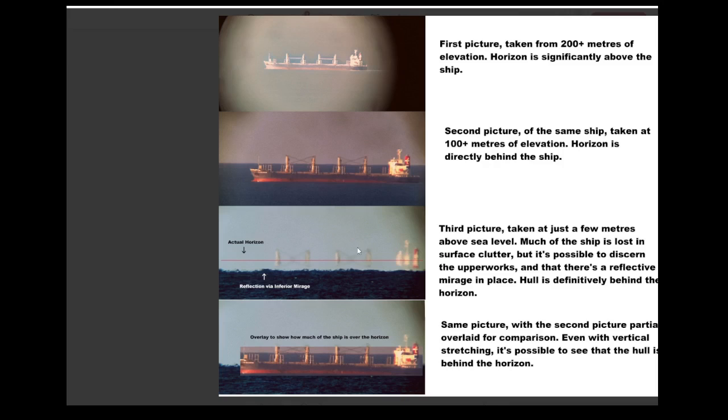And so I didn't finish reading that, but it's possible to discern the upper works and that there's a reflective mirage in place. Hull is definitely behind the horizon. Well, yes, the hull is definitely obscured. And again, remember that we're looking at something zoomed in, and the angular size of the ship is very, very small compared to everything in front of us, between us and the ship, however far that distance is.